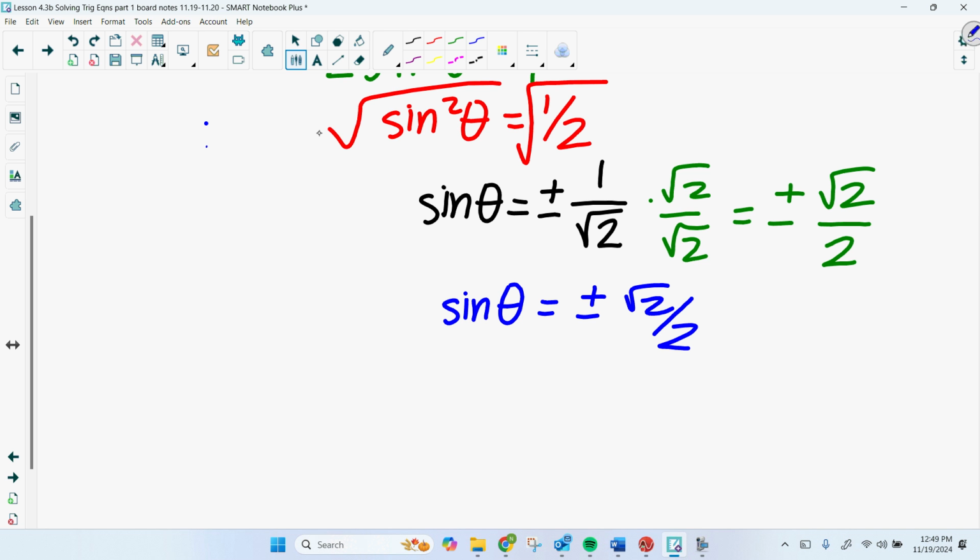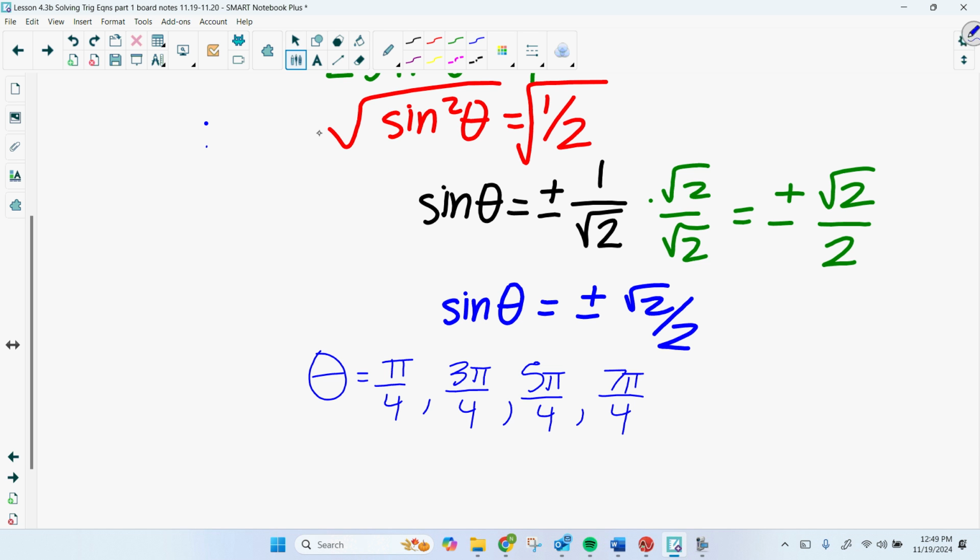So where on the unit circle does sine equal positive square root of 2 over 2? And then also negative square root of 2 over 2. It's both of them. So where do those happen? Pi over 4. Yeah, pi over 4 is positive. 3 pi over 4 is also another positive one. 5 pi over 4 is the negative. 7 pi over 4 is another negative.